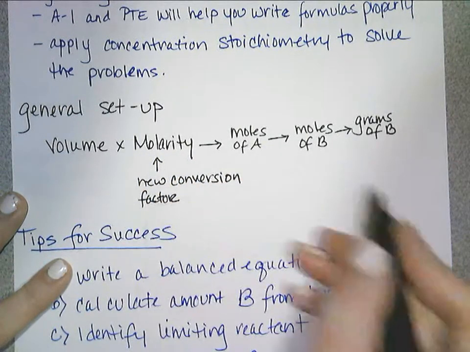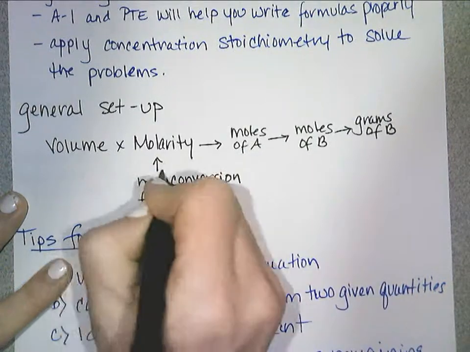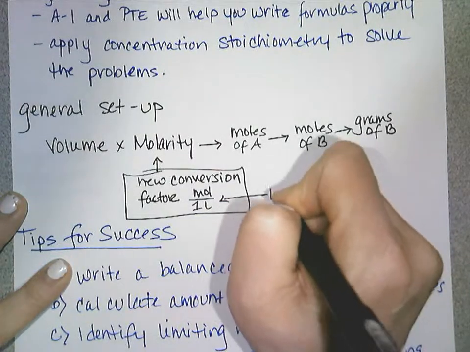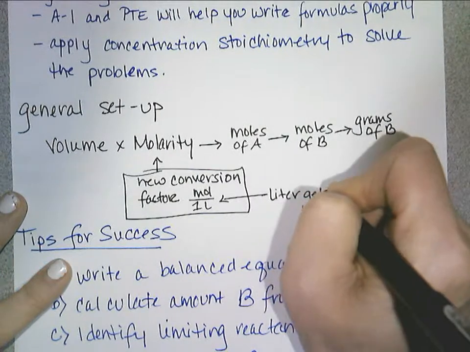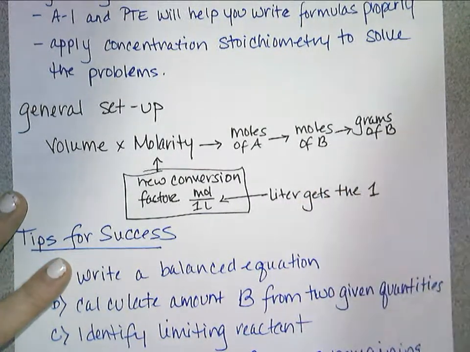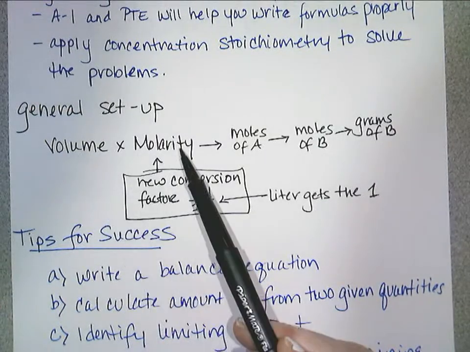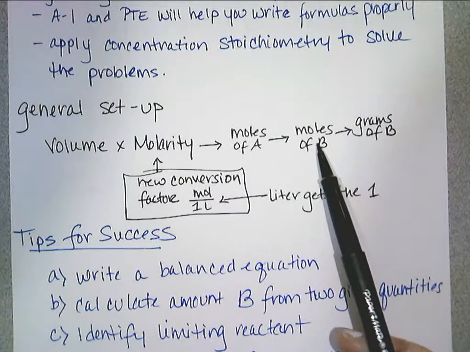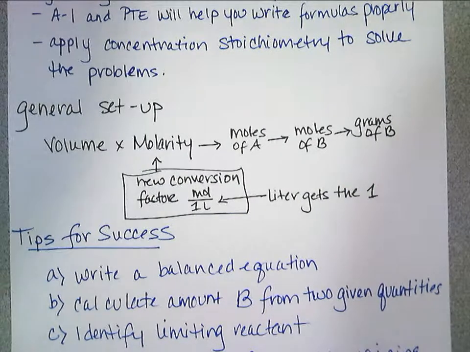The units are moles in 1 liter, where the liter, which is a measurement for volume, gets the 1. So we can use molarity to convert volume to moles. Moles of what? Moles of A. For moles of A, we can use the mole ratio to convert to moles of B, and for moles of B, we can use the molar mass of that new substance to determine the grams of B.